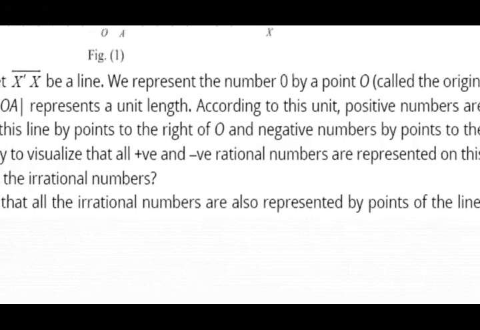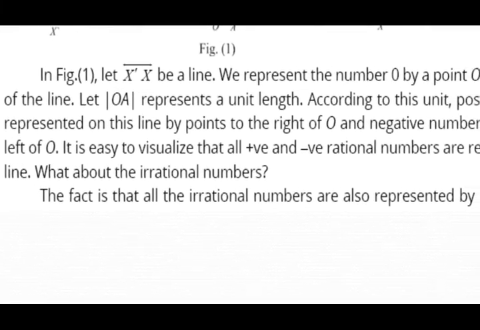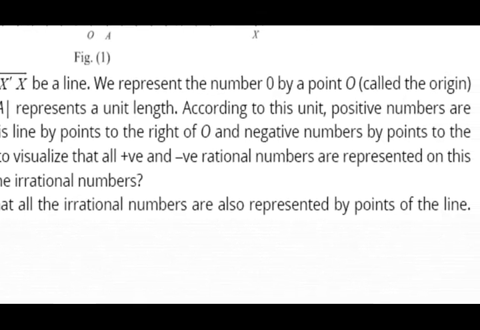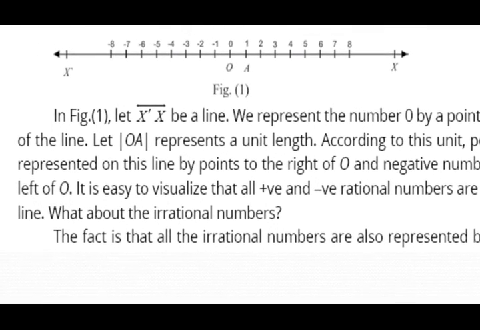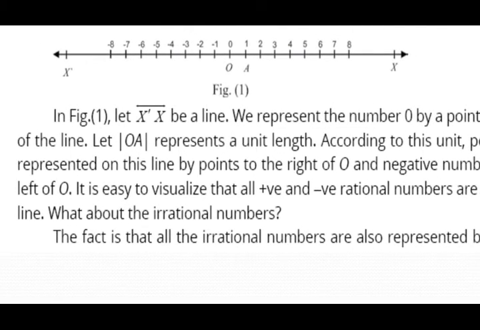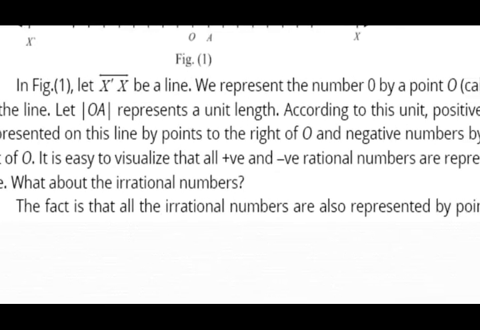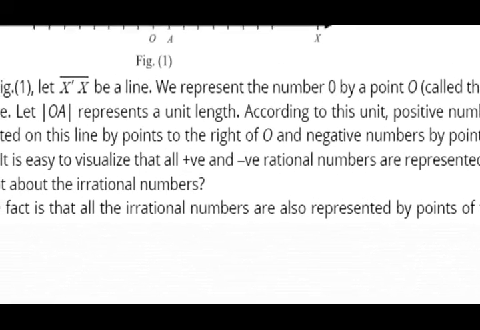Positive numbers are represented on the line by points to the right of O and negative numbers by points to the left. That is, on the right side of the origin are positive numbers and on the left side negative numbers. It is easy to illustrate that all positive and negative rational numbers are represented on this line.